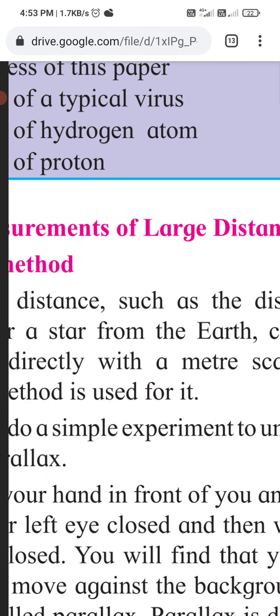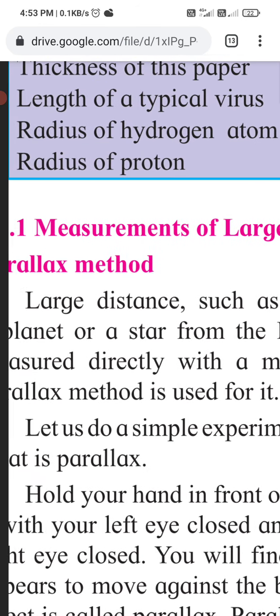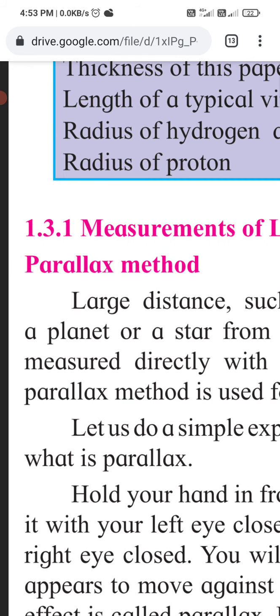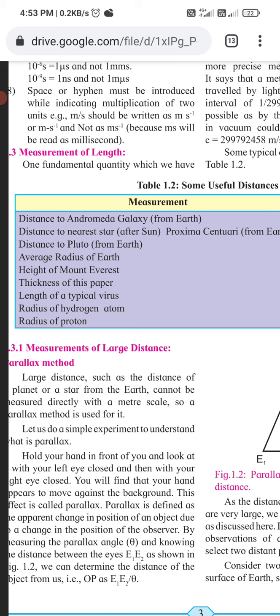Now, measurement of large distances, that is the parallax method. Large distances, such as the distance of a planet or star from the Earth, cannot be measured directly with a meter scale, so the parallax method is used because they are far away from the Earth. That's why we are using the parallax method. Let us take a simple example to understand what parallax is.